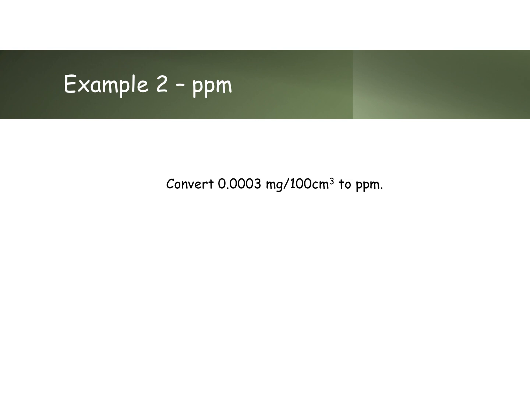Example 2 asks us to convert 0.0003 milligrams per 100 centimetre cubed to ppm. Again, I always like to write down what we have. In this case, we have 1 ppm is equal to 1 milligram per litre. What this means is we need to change it from milligrams per 100 centimetres cubed to milligrams per litre. So currently we have 0.0003 milligrams equal to 100 centimetre cubed.